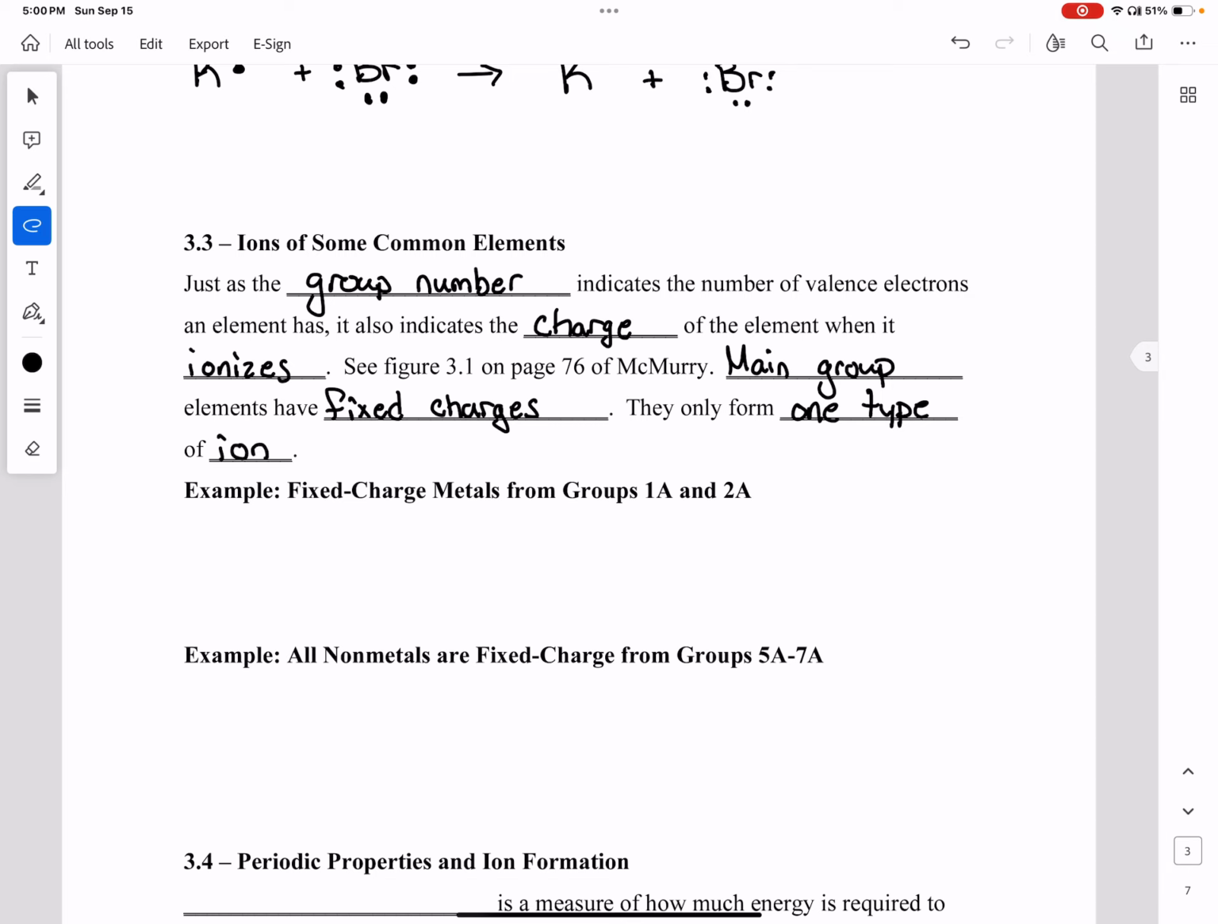So those would be the main groups, metals from groups 1A and 2A. So for example, sodium has its one valence electron, so it forms a singly charged ion. And so everything in that column in group 1A forms a +1 charge. And so calcium in 2A has its two valence electrons, so it's going to form calcium 2+.